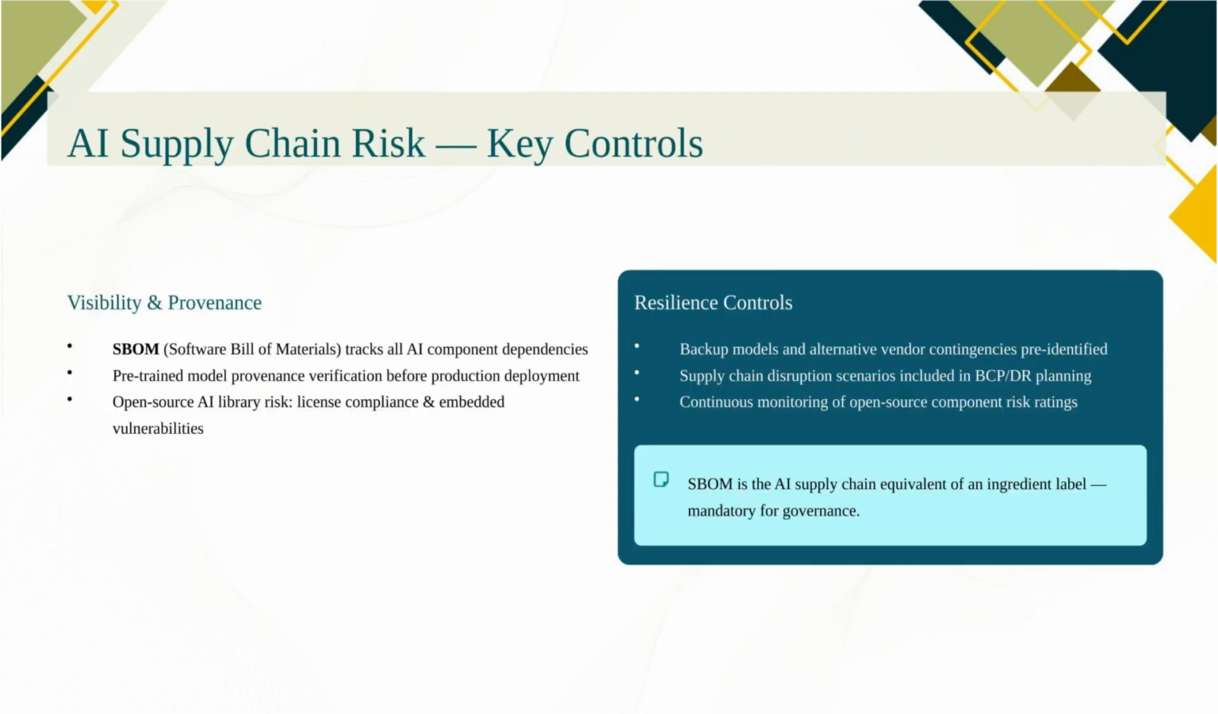Supply chain risk for AI has a few controls that are especially important to know for the exam. The Software Bill of Materials (SBOM) tracks all AI component dependencies, including open source libraries, pre-trained model weights, and data pipeline tools. If a vulnerability is found in a component, your SBOM tells you instantly whether you're affected. Pre-trained model provenance verification is essential before any model goes into production. You need to know where it came from, who trained it, on what data, and whether it's been tampered with.